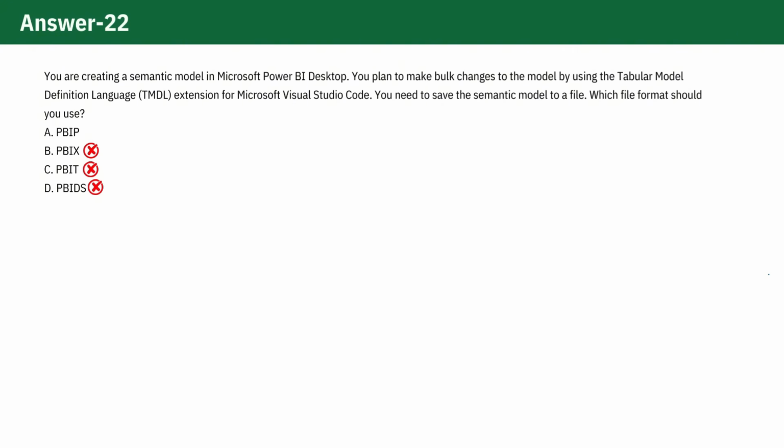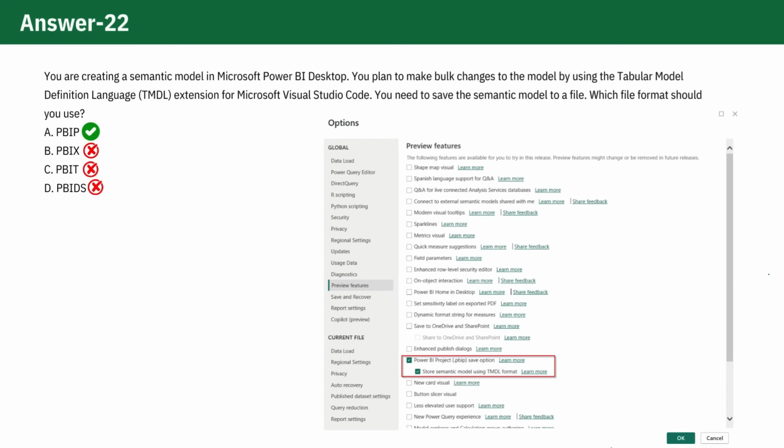By saving your semantic model in the PBIP format, you can effectively leverage the TMDL extension in Visual Studio Code for bulk changes. So, our answer is A, PBIP.